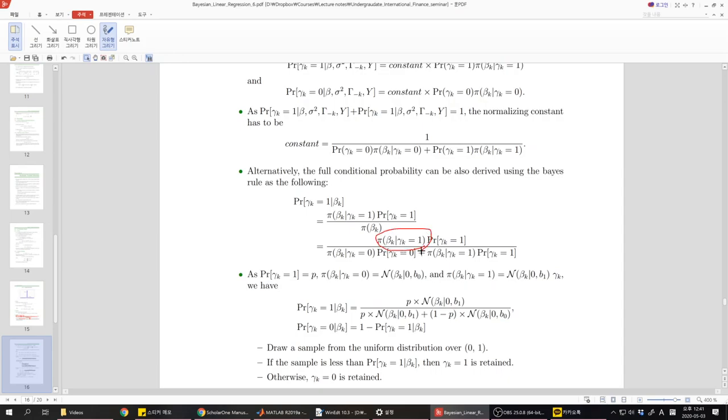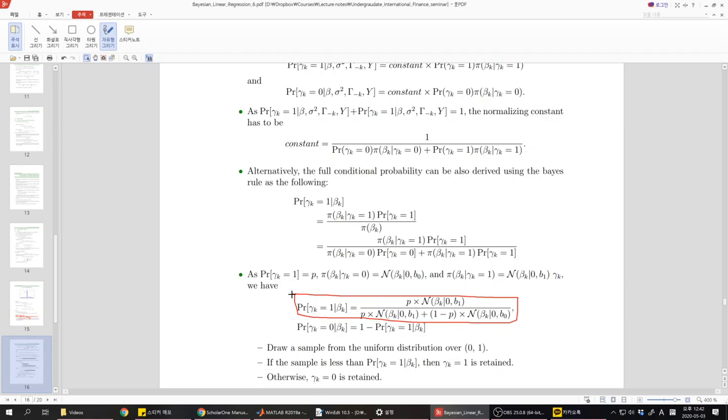What about this? This is the prior density of beta k given gamma k equals 1. It is a normal density of beta k: because gamma k equals 1, the mean is 0 and the variance is b1. What about this? This is the prior density of beta k when gamma k equals 0. So this is a normal density with mean 0 and variance now b0. So this is the full conditional probability of gamma k.